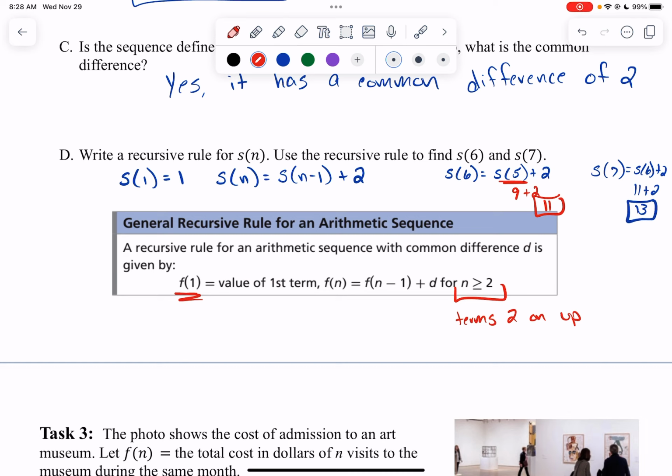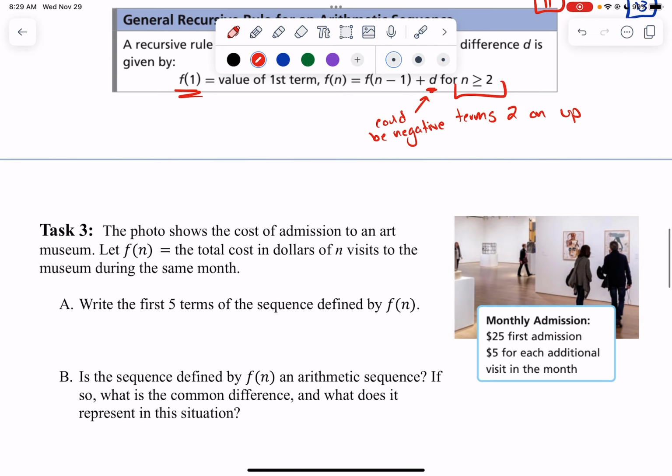Okay. And this common difference also could be negative. If the common difference is negative, then the sequence is going to go down. And your d would just be negative. So it'd be a subtract.